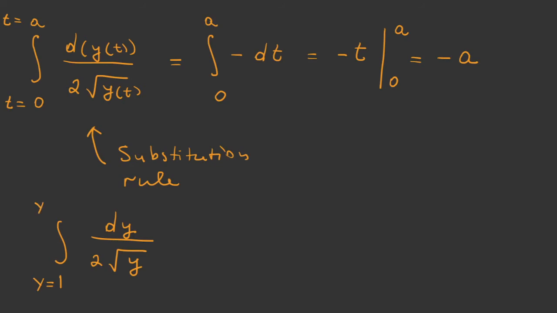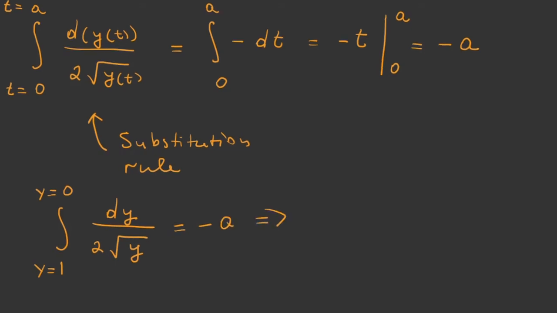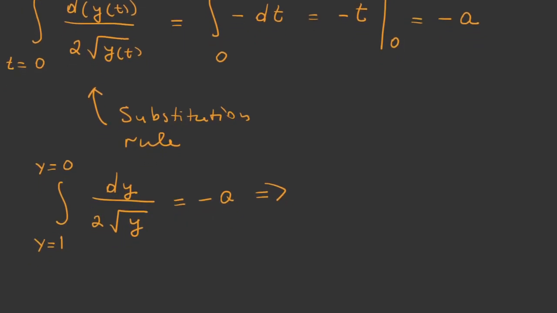And when t equals a, y equals 0, right? Remember that a is the time it takes the object or the point to travel to the equilibrium position, y equals 0. And so what we find is that this integral on the left-hand side equals negative a. And now we can solve for a to find that a equals negative integral from y equals 1 to y equals 0 of dy over 2 square root of y.